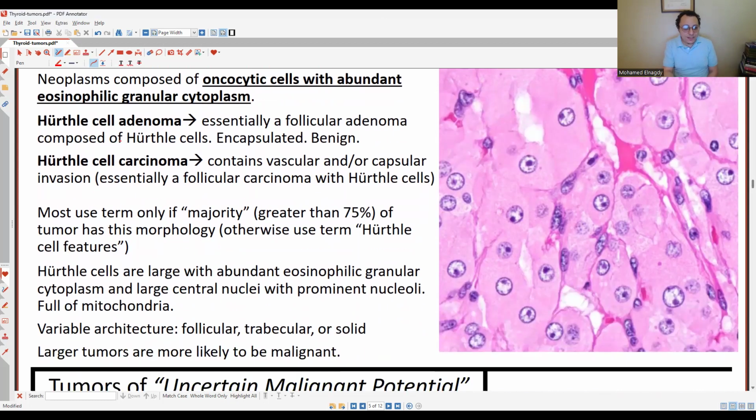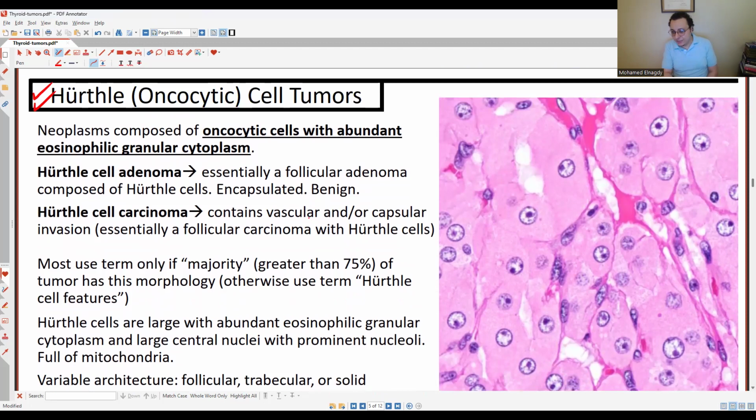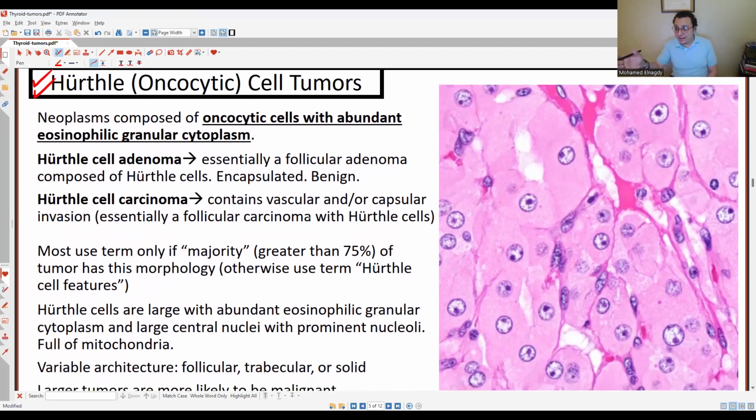Hurthle cell tumor. You would rarely get a Hurthle cell tumor in the boards. However, you might get a question about Hurthle cell metaplasia, which is associated with chronic lymphocytic thyroiditis. If you remember, we had this in the yesterday session. Same thing. So Hurthle cell tumor is actually a well circumscribed neoplasm which consists entirely of oncocytic cells or Hurthle cells.